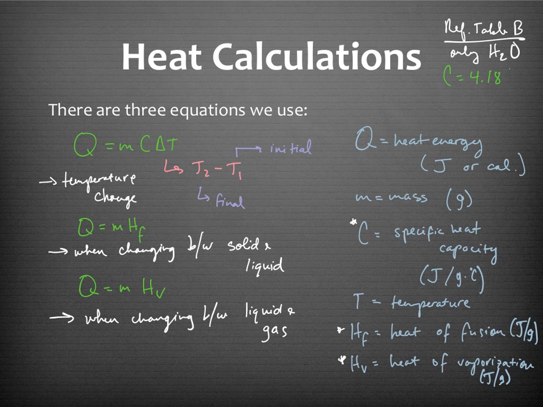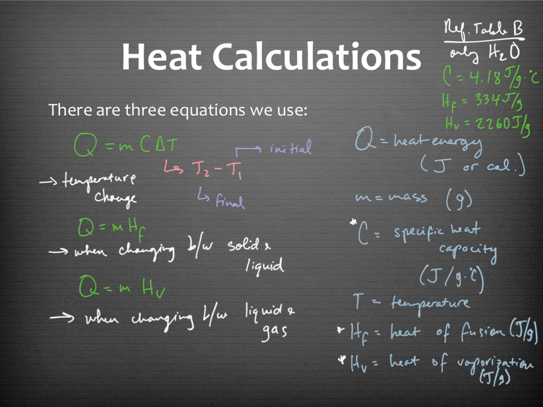So C is equal to 4.18. HF is 334. And HV is 2,260. Okay. So in problems like this, when they ask for the heat, you look for Q.